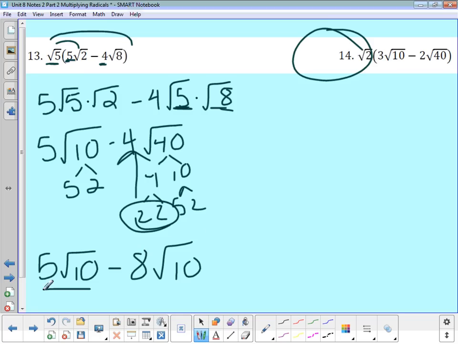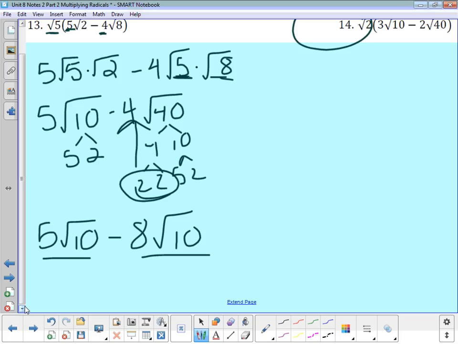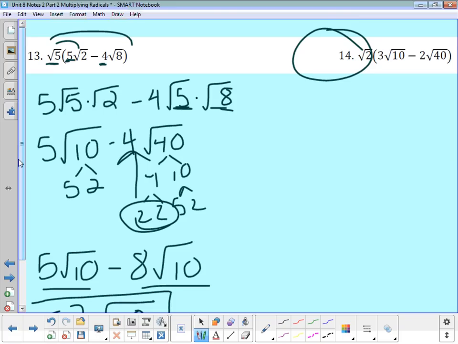If you notice, I have 2 square roots of 10, so I can actually add them together to get negative 3 square root of 10. So this right here is my final answer. Last but not least, I want you to go ahead and try number 14 on your own.